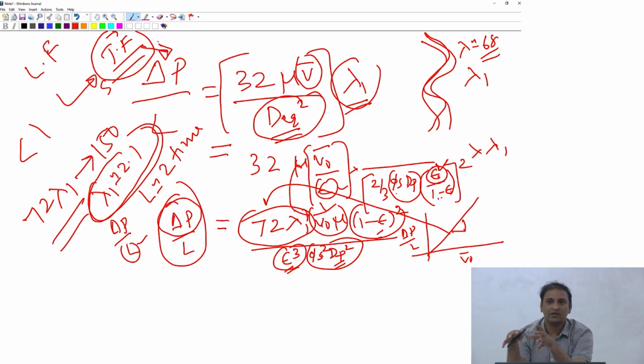And then we substituted that in the Hagen-Poiseuille equation, and came up with the expression for the pressure drop through the packed bed. It turns out to be 150 times mu naught v naught bar times (1 minus epsilon) squared, divided by epsilon cubed times phi s squared times dp squared. That's where we stop today. Then we'll continue with it tomorrow.